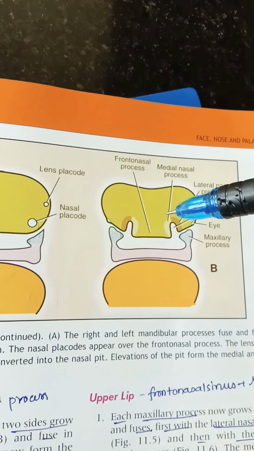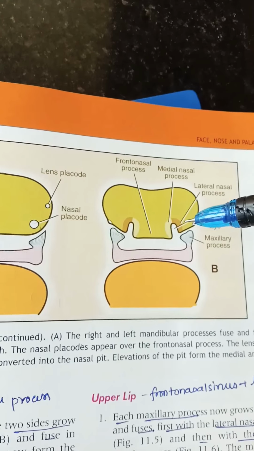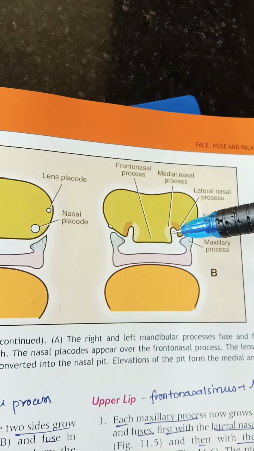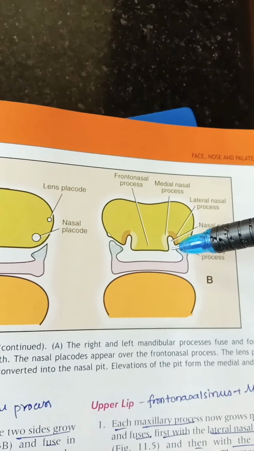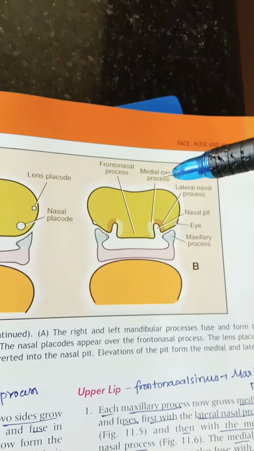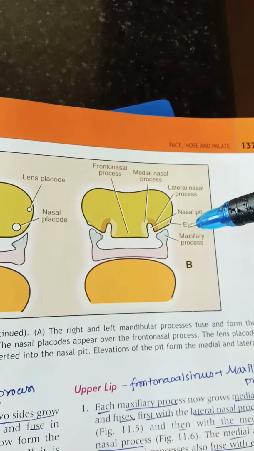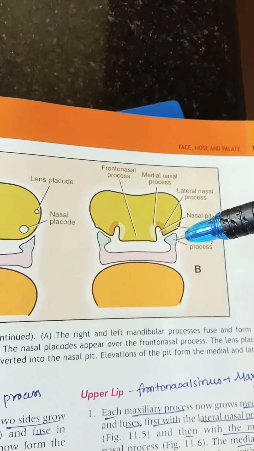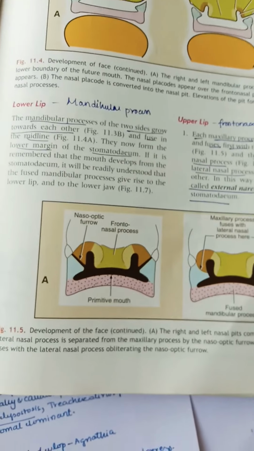Now this nasal placode is dividing into medial nasal process and the lateral nasal process, and in between them we have a nasal pit which in future forms the external nares, or inside it forms the nasal cavity. So it is nothing but the opening of our nose, and here the lens placodes are formed, right? This lens placode later converts into eye, and this is the maxillary process. So this is how development of face takes place. And let us see all the structures which are forming here.